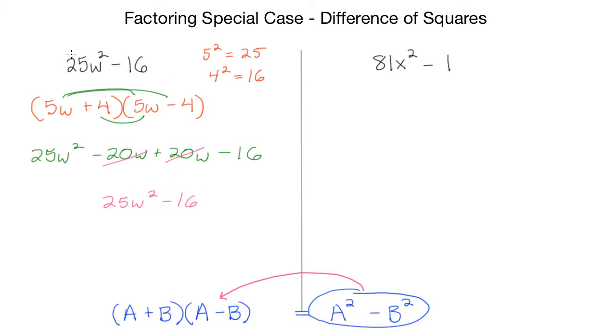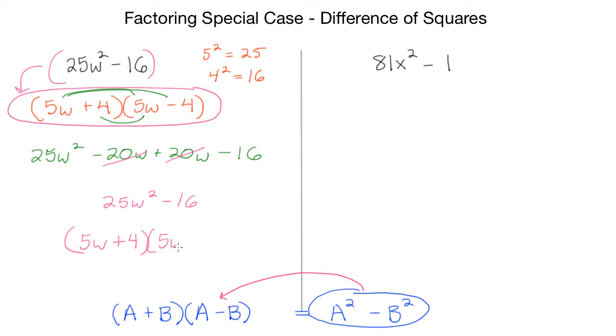So this binomial factors into this right here. This would be my answer. If I have to factor that, my answer is it factors into 5w plus 4 times 5w minus 4.